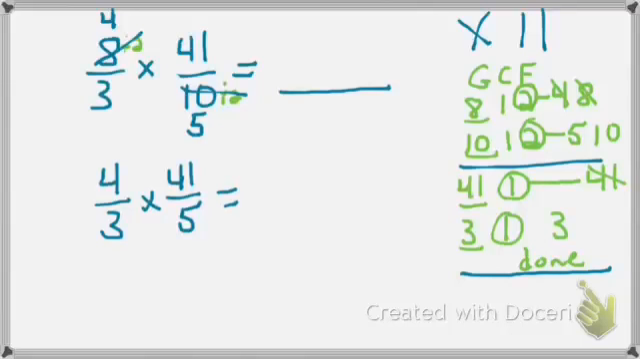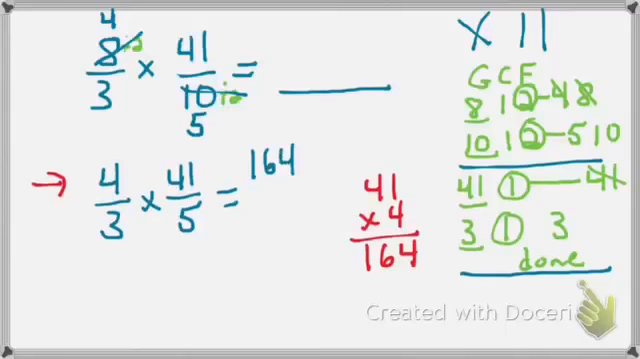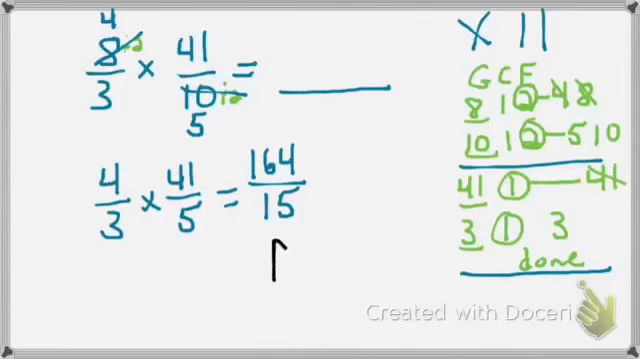Numerator times numerator, denominator times denominator. So first I'm going to do my 4 times 41. I don't know that by heart, so I'll use a little scrap paper. 41 times 4. 4 times 1 is 4. 4 times 4 is 16. So write the 164 down as my numerator. My denominator, right here, I have 3 times 5, and 3 times 5 equals 15. So my new fraction is 164/15. Is that a common fraction? Is that gonna work in a chicken fight? No way.